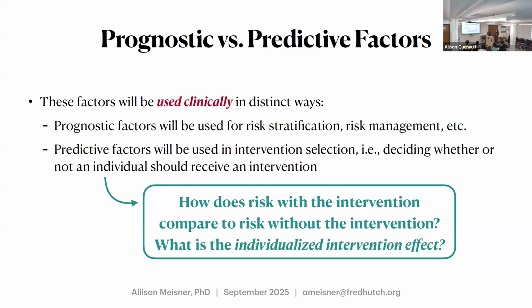And so the question becomes, how does the risk with the intervention compare to the risk without the intervention? This difference is just the individualized intervention effect. We want to deliver the intervention to folks who are going to receive a benefit and not give it to people who are going to receive no benefit. Of course, considerations of toxicity and financial considerations can also come into it, but for right now, we'll just consider whether there is a benefit in terms of risk of the outcome.